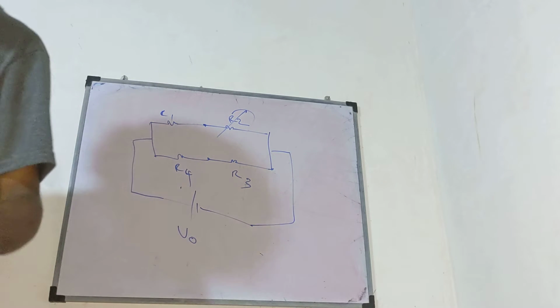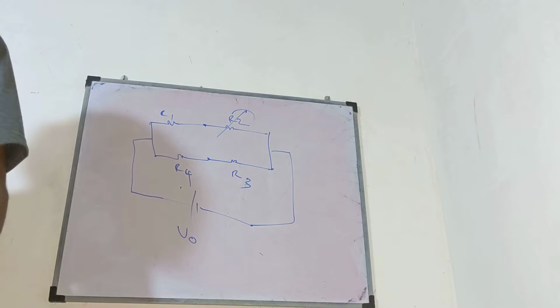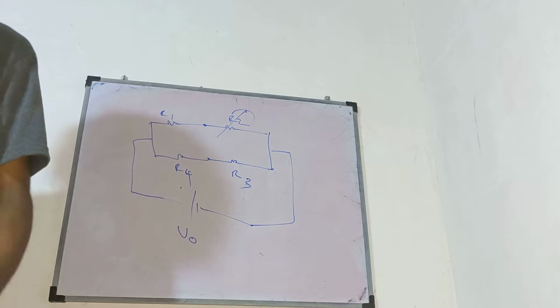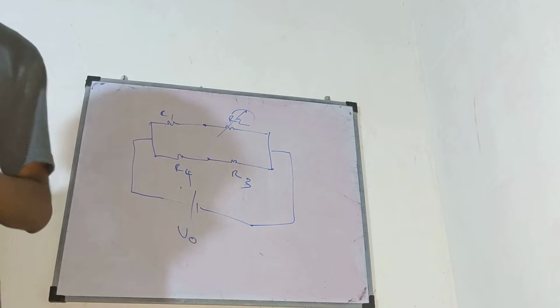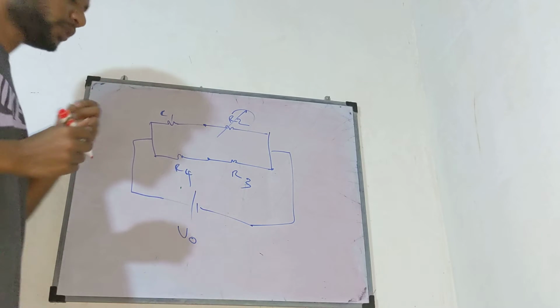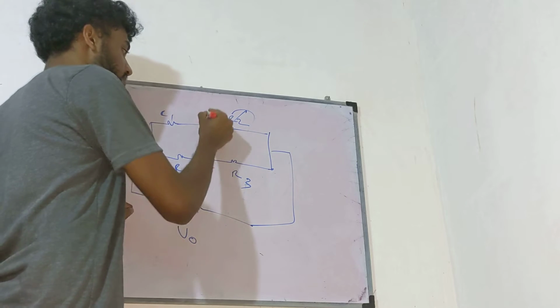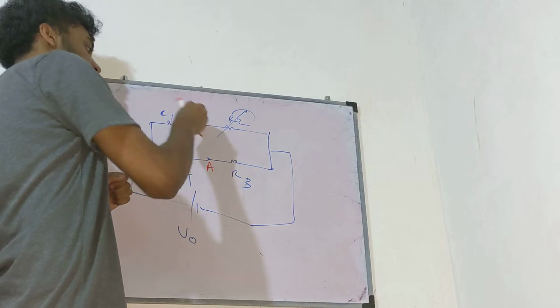Look at question number 48 of 2014. When the resistance R2 in the circuit shown in the figure is varied from 0 to infinity, the potential of A relative to B will change from... So where is A? Here. Where is B? Here. Think simply. So the potential of A relative to B will change.